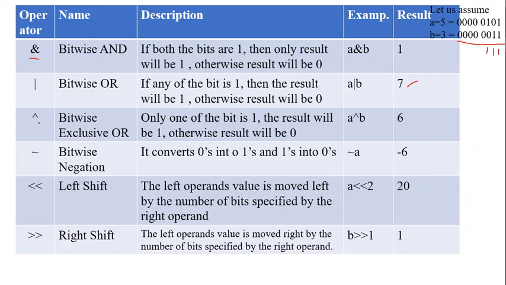Now next one is exclusive OR. You know exclusive means only. You know an exclusive gents showroom is allowed only for gents. An exclusive girls showroom is allowed only for girls, not for both. So in exclusive OR, either of them should be 1. If only one of them is 1, the result will be 1. Otherwise, the result will be 0.